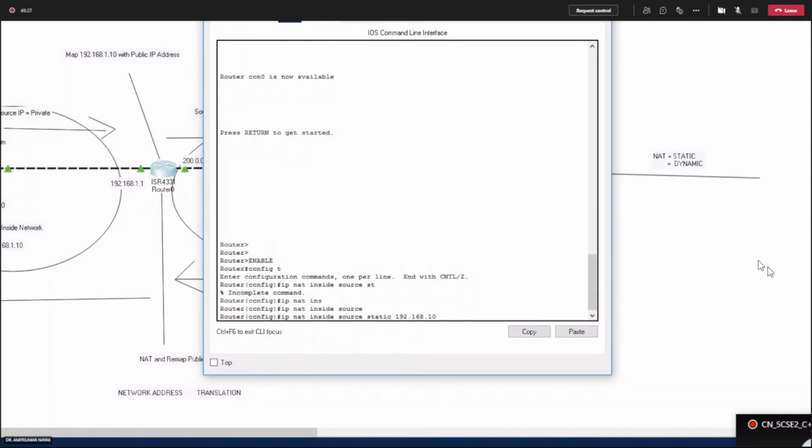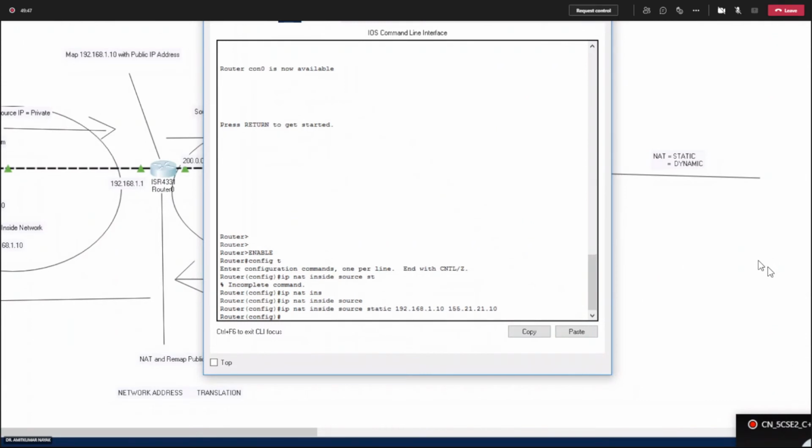192.168.1.10. The public IP address it has to map, so we have to provide the public IP address as well. The public IP address is 155.21.21.10, and then I am pressing the enter key. So can you please tell me the purpose of this command, ip nat inside source? These are the keywords which you have to type.